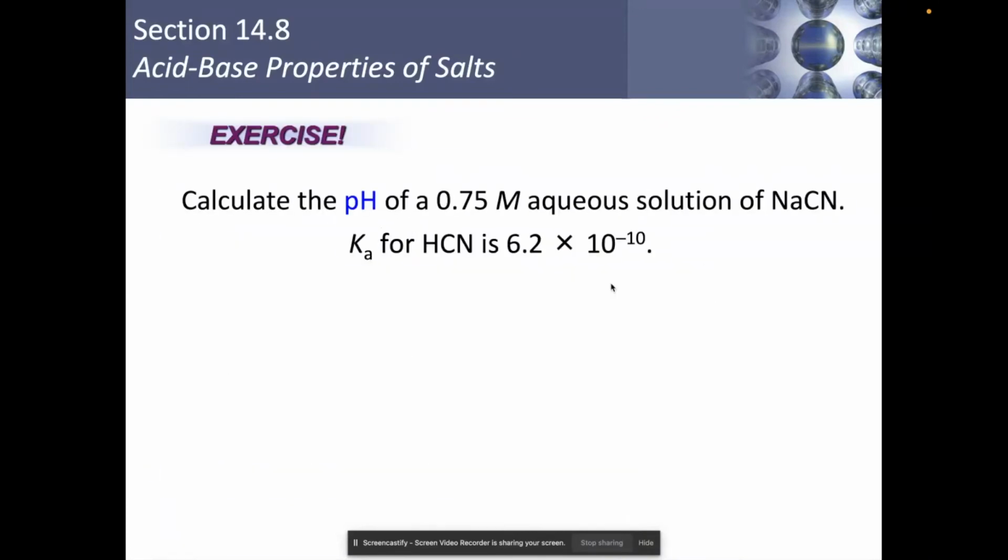Now, again, it's giving me the Ka. I really need the Kb though. So I would take our Kw, 1 times 10 to the negative 14, divide by the Ka, and that gives me the Kb. So again, not bad, 1.6 times 10 to the negative 5.